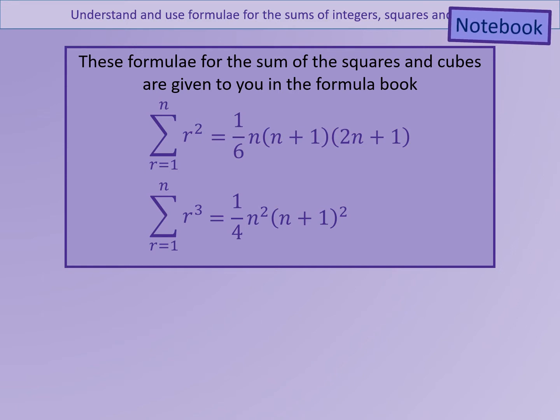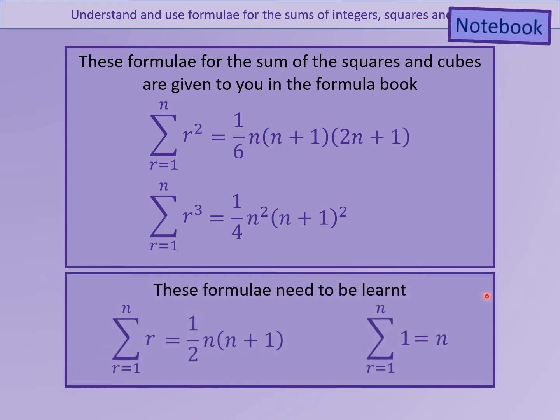Now you don't need to know the proof for these, and these are just given to you in the formula book. You may notice, however, that the formula for the sum of the first n cubed numbers is actually the same as the formula for the first n integers, but everything's squared. So the one for the integers was a half n times n plus 1, whereas this is a half n times n plus 1, all squared. So the proof for that is beyond the scope of the course, but it is interesting to look up if you are interested.